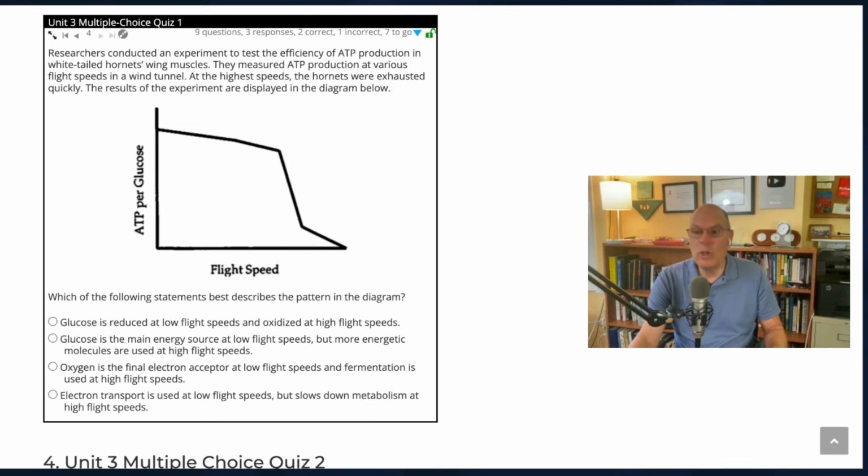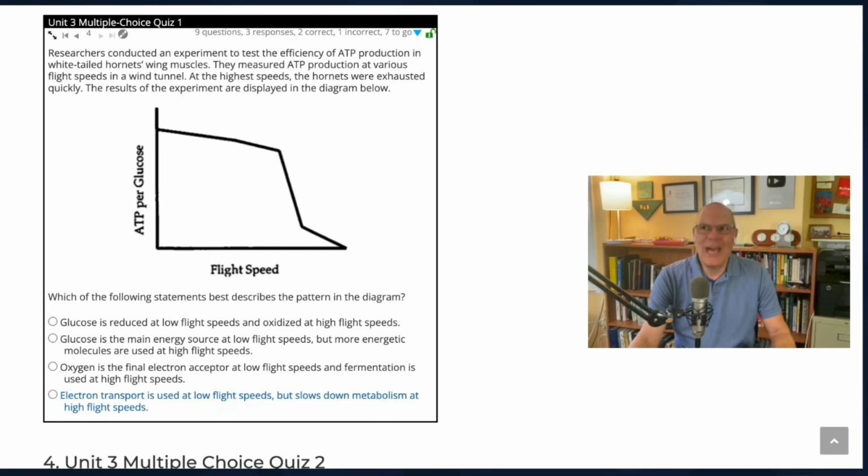1. Glucose is reduced at low flight speeds and oxidized at high flight speeds. 2. Glucose is the main energy source at low flight speeds, but more energetic molecules are used at high flight speeds. Choice 3. Oxygen is the final electron acceptor at low flight speeds, and fermentation is used at high flight speeds. 4. Electron transport is used at low flight speeds, but slows down metabolism at high flight speeds.